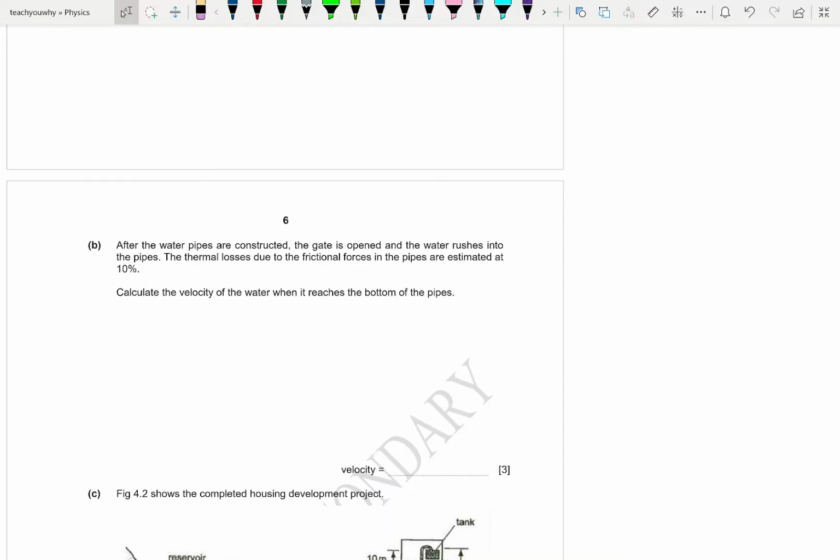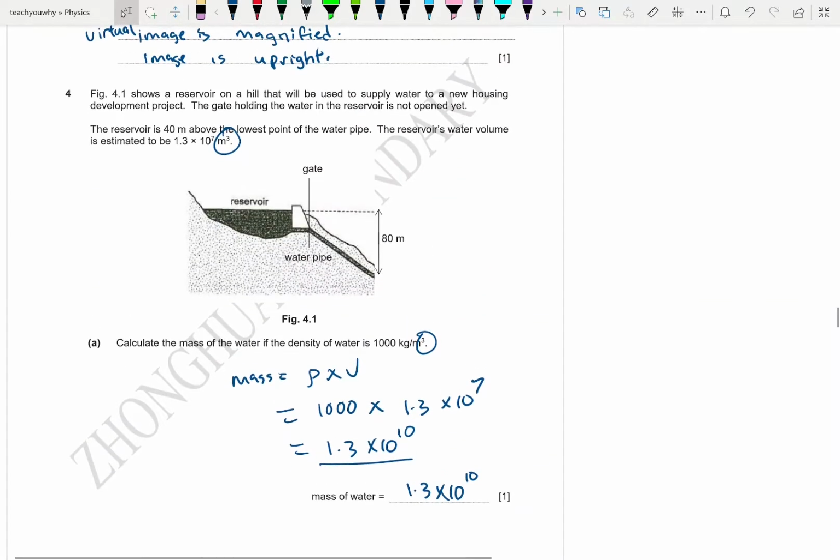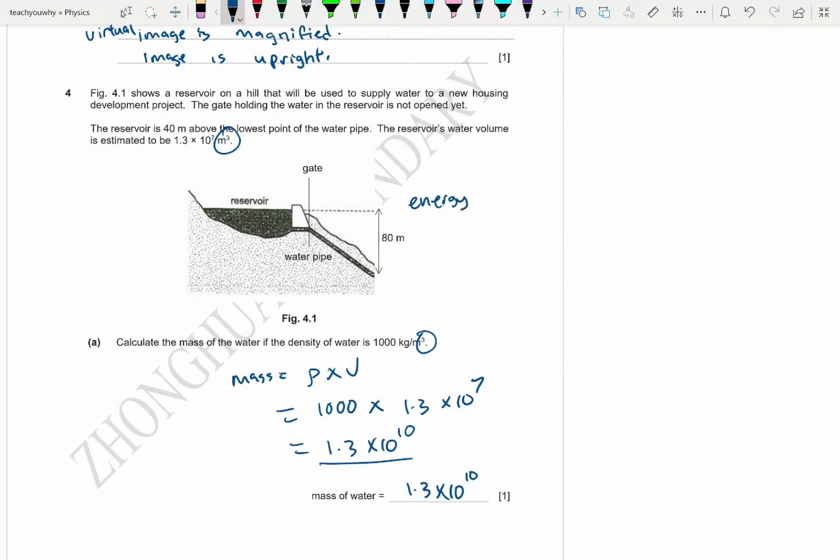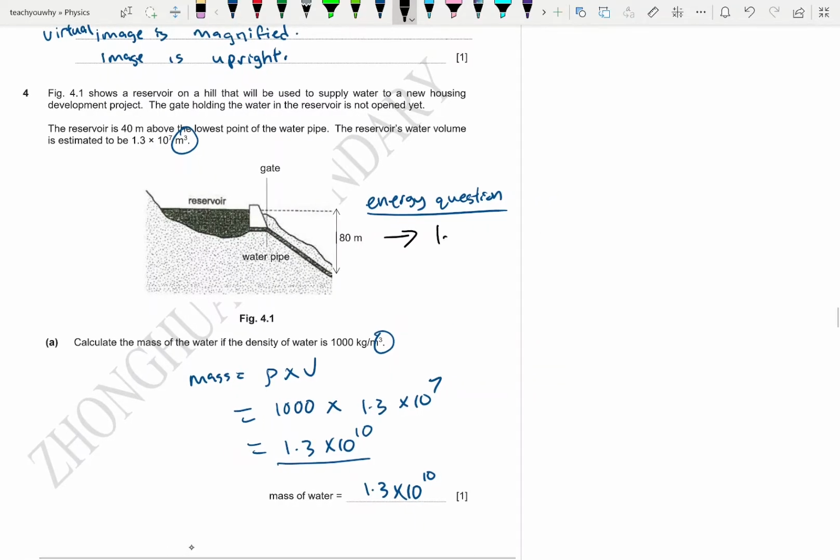Now, in this kind of question, the first thing that rings a bell is that you need to recognize that this is an energy question. Okay, now energy question means that we need to use what? We need to use our famous laws of conservation of energy, which means that as the water is here, let me use another ink. The water is here.